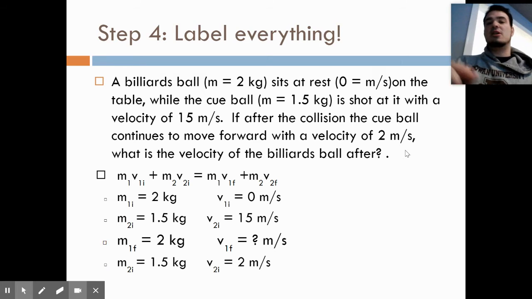Then we plug in our next part, which is M2. We have that 1.5. That does not change because it's the same object before or after the collision. And it says right here, the final velocity is 2 meters per second. So those are every single thing you need to write down. I know that seems like a lot, but you need to take this step by step if you want to remember.